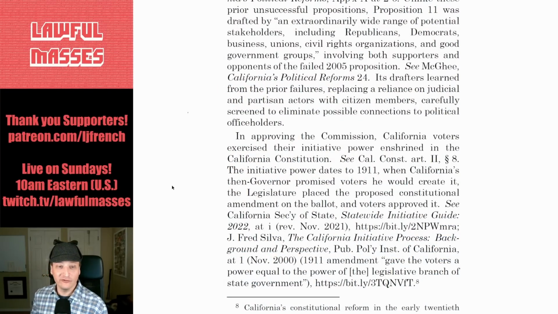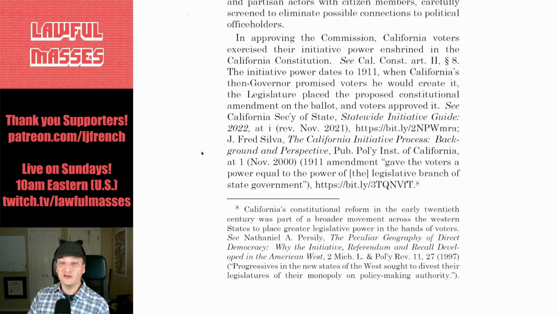Its drafters learned from the political failures, replacing a reliance on judicial and partisan actors with citizen members carefully screened to eliminate possible connections to political office holders. In approving the commission, California voters exercised their initiative power enshrined in the California Constitution. The initiative power dates to 1911, when California's then governor promised voters he would create it. The legislature placed the proposed constitutional amendment on the ballot, and voters approved it.